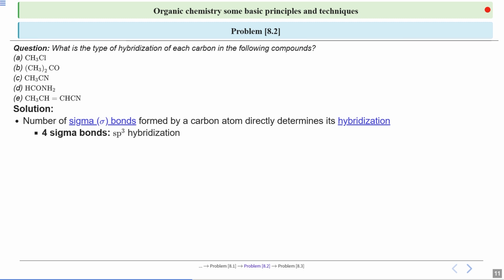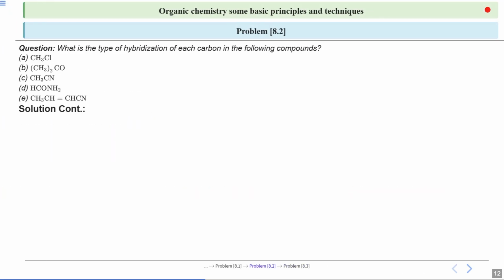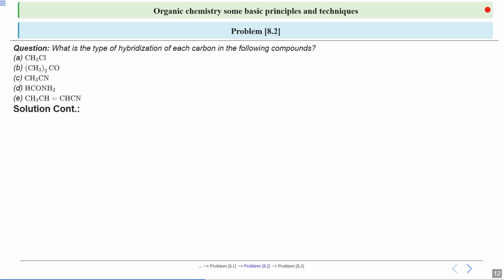If your sigma bond count is 4, the hybridization will be sp3. If it is 3, the hybridization will be sp2. And lastly, if it is 2, the hybridization will be sp. So moving on with this generalization, in compound A, which is CH3Cl, what is the number of sigma bonds? It is 4, right? 3 are from the hydrogens and 1 is between carbon and chlorine. Therefore, the hybridization will be sp3.